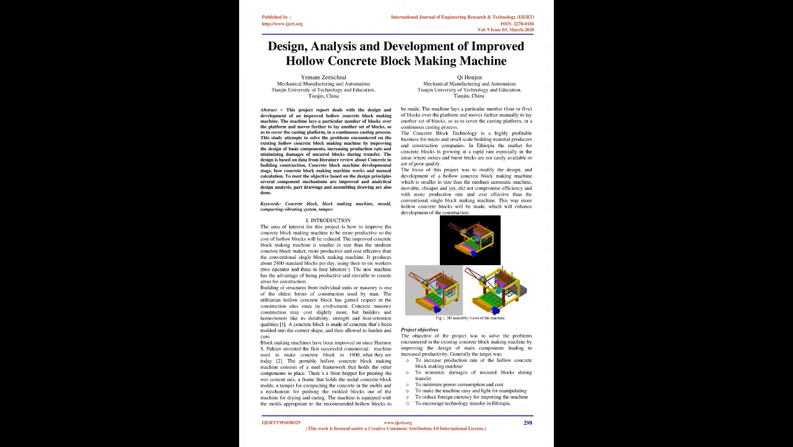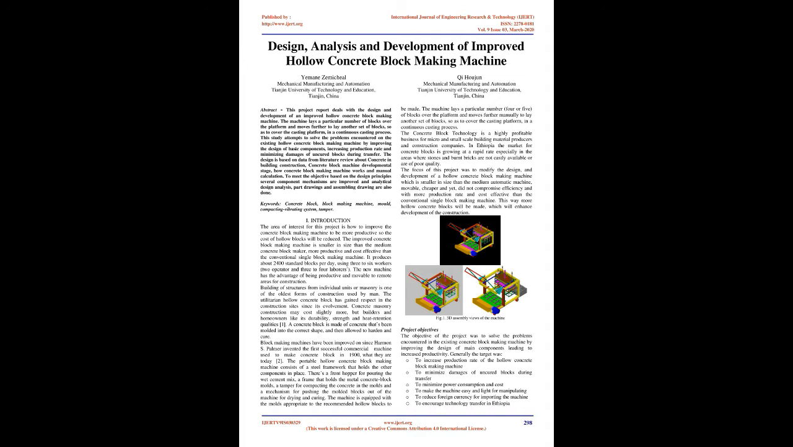The concrete block technology is a highly profitable business for micro and small-scale building material producers and construction companies. In Ethiopia, the market for concrete blocks is growing at a rapid rate, especially in the areas where stones and burnt bricks are not easily available or are of poor quality. The focus of this project was to modify the design and development of a hollow concrete block making machine which is smaller in size than the medium automatic machine, movable, cheaper, and yet did not compromise efficiency, and with more production rate and cost effective than the conventional single block making machine. This way more hollow concrete blocks will be made, which will enhance development of the construction.